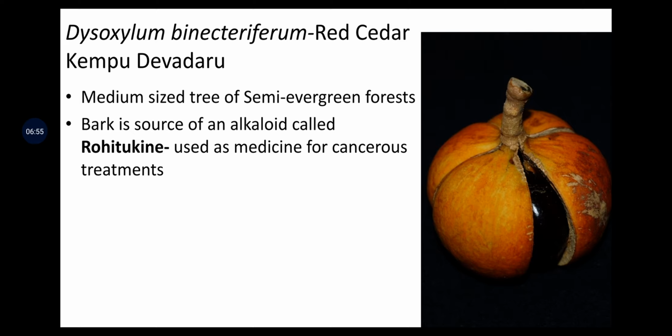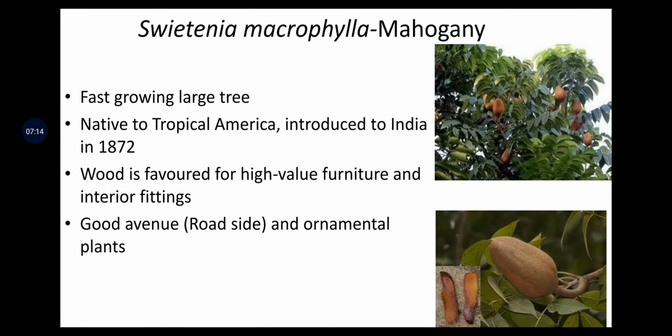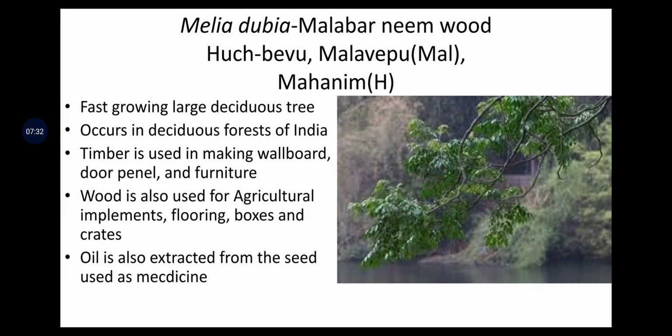Third important one is Dysoxylum binectariferum. This is red cedar or Kempu Devadaru. This is medium-sized tree of semi-evergreen forest. Bark is a source of alkaloid called rohitukine that is used as medicine for cancer treatment. Swietenia mahogany is mahogany plant. This is fast-growing large tree native to tropical America, introduced to India in 1872. Wood is favored for high-value furniture and interior fittings, good avenue, roadside and ornamental plants.